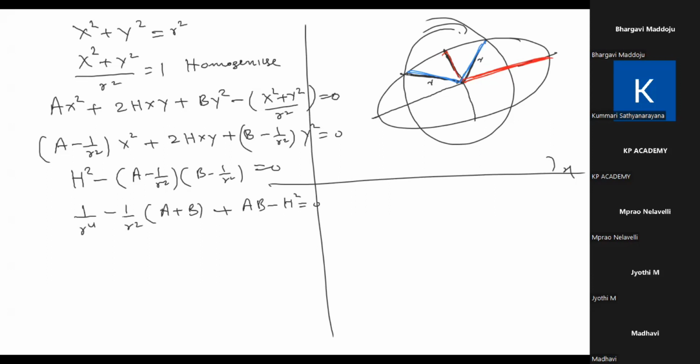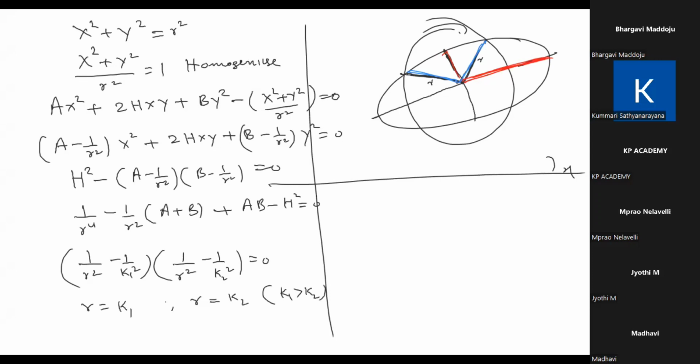Here you factorize, and you will get 1 by R square minus 1 by K1 square, and 1 by R square minus 1 by K2 square, equal to 0. So R is equal to K1 and R is equal to K2. Here K1 is supposed to be greater than K2. Therefore the greater value is a, so a is equal to K1. This is the length of the semi-major and this is the length of the semi-minor.